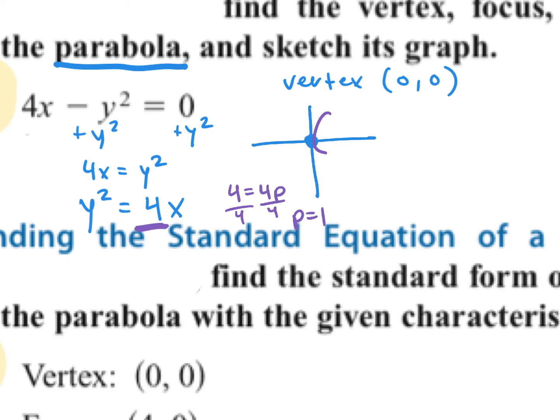But what does p give us? The distance from the vertex to the foci and the directrix. So the foci, the focus, because we only have one here, would be what? 1, 0, because we just went to the right one. And then my directrix would be 1 to the left, so it would be x equals -1.